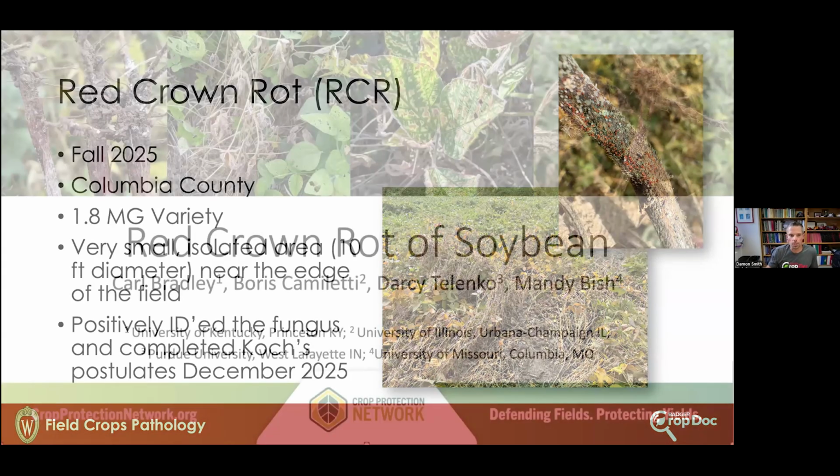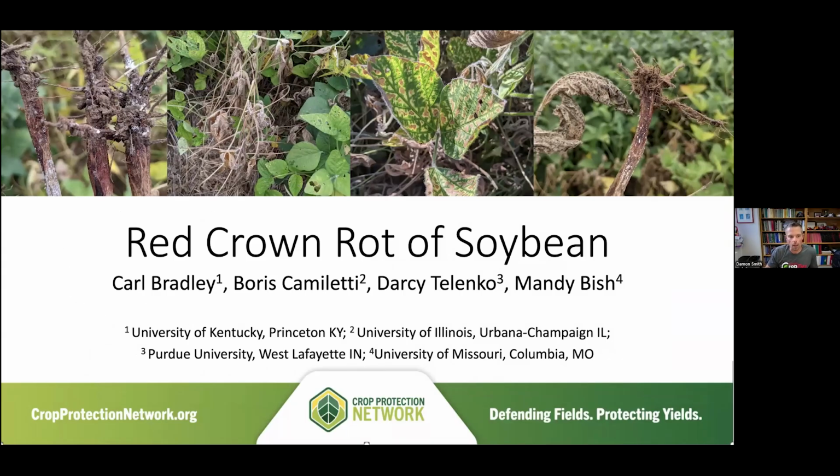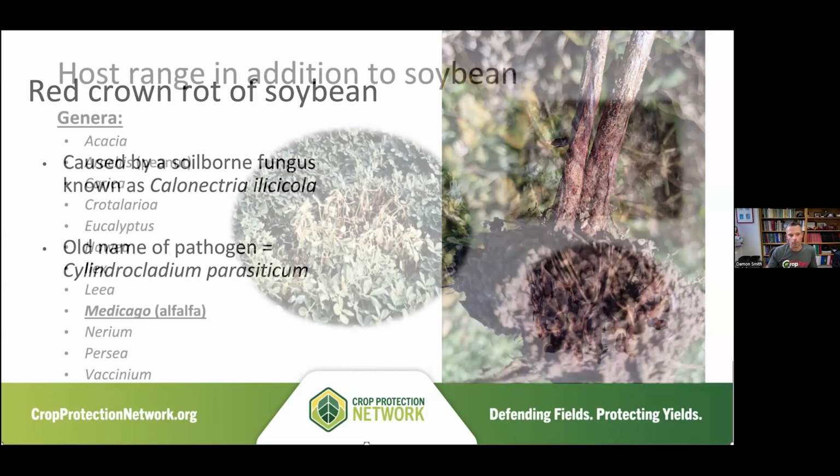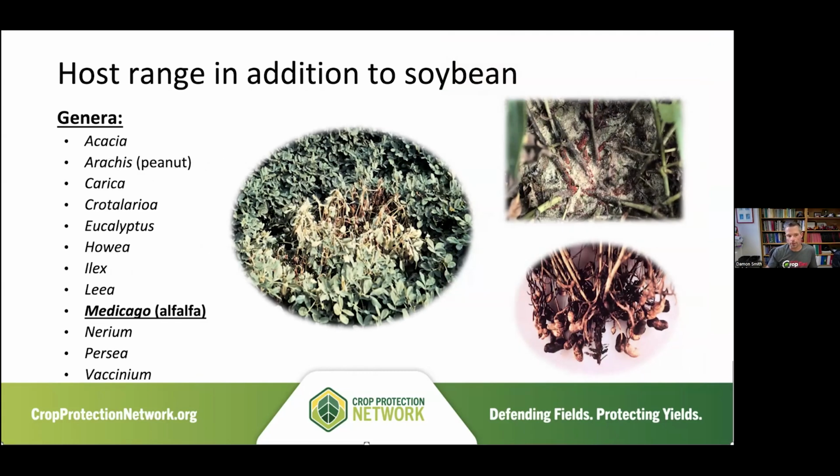I do want to mention a little bit of what's going on here. I borrowed some slides from some colleagues at the Crop Protection Network. This is a fungus which has traditionally been considered a southern fungus, Calonectria ilicicola. It used to be called Cylindrocladium parasiticum. It was widely known as a pathogen of peanut in the deep South, and then a bit problematic on soybeans in the Gulf Coast states. Traditionally, it had been considered a southern disease.